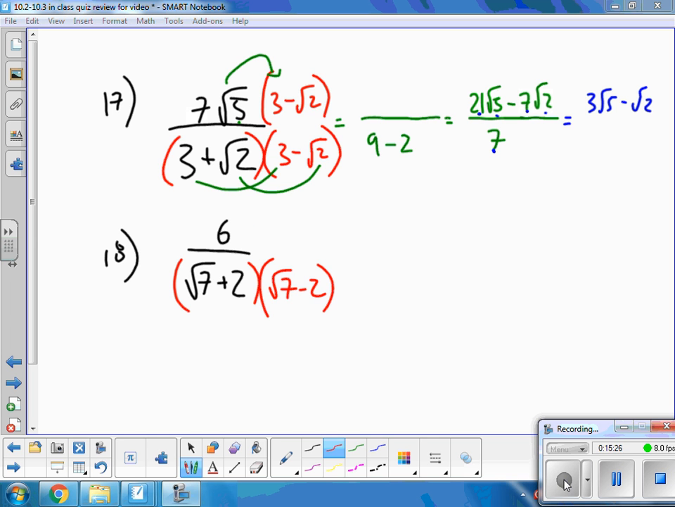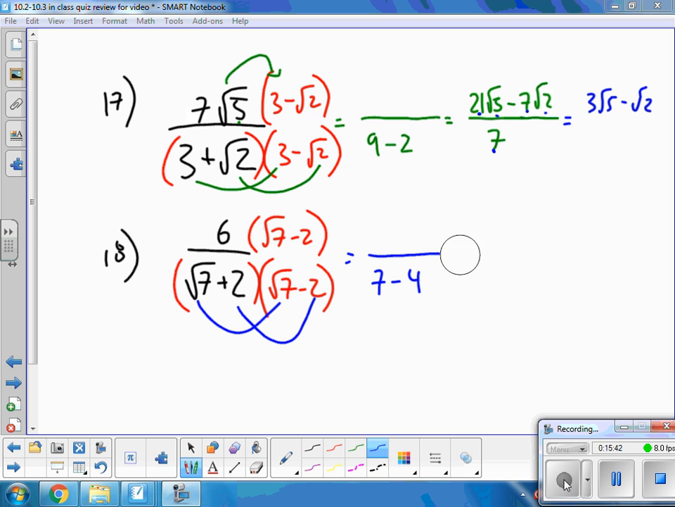Square root of 7 minus 2. Square root of 7 minus 2. Again, I'm doing everything I can to get those radicals out of there. Square root of 7 times square root of 7 is square root of 49, which is 7. 2 times negative 2 is going to be negative 4, which equals, let's see, go to the top, I got 6 times square root of 7 minus 12.